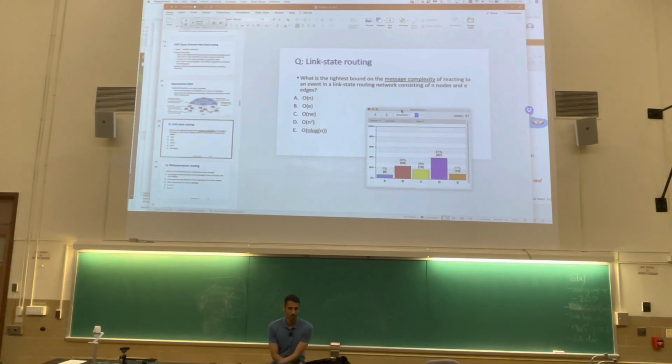It is also order n squared. Order E is order n squared too. The number of edges cannot be more than quadratic in the number of nodes in the network. So the right answer is B, okay?